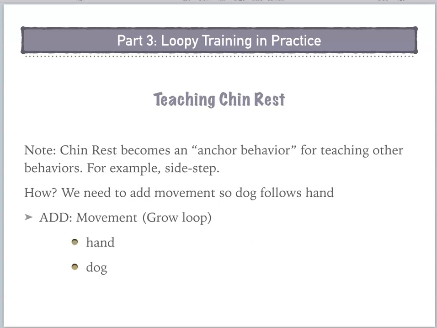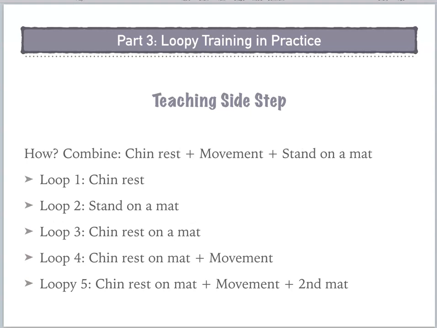From there, I can then get the dog to move around with her head in my hand, and so I can build a more complicated behavior chain. So for instance, for sidestep, what I would do is I would also build, as a completely separate loop, having my dog come and stand on a mat.